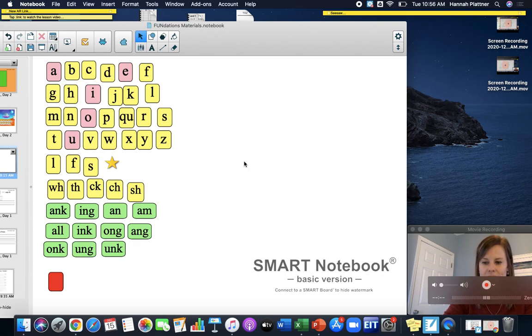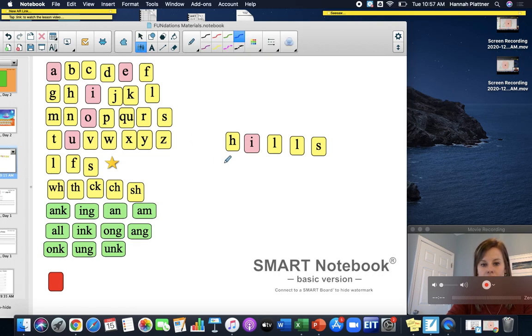Hills. What is the base word? Hill is the base word. Hill. I'm going to make that word. And I know in this word I use a bonus letter because when we have the letter L after a short vowel in a one-syllable word, we double the letter. And I also need to add my suffix to make the word hills. All right, I'm going to underline my base word hill and circle my suffix. I know I have a bonus letter here, so I can put a star above my bonus letter.